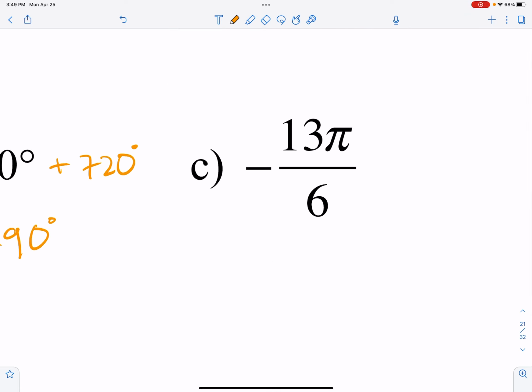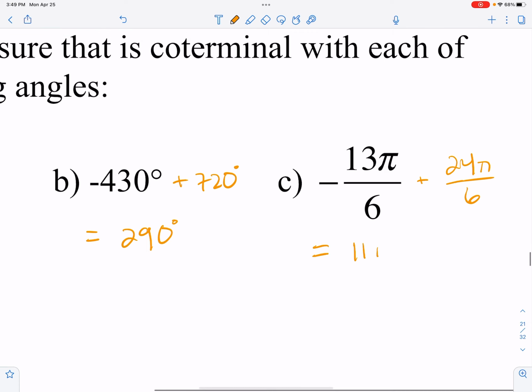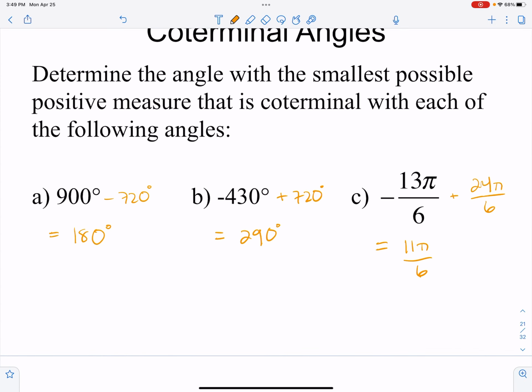And then for negative 13 pi over 6, if we add 2 pi, that's adding 12 pi over 6, we would still be in the negatives. So let's actually add 24 pi over 6, which would end up being 11 pi over 6. So negative 13 pi over 6 is coterminal with 11 pi over 6.